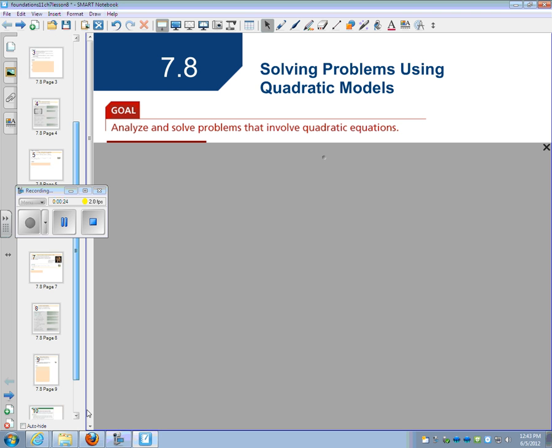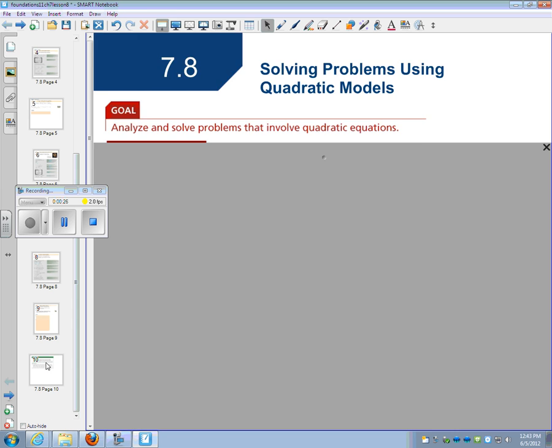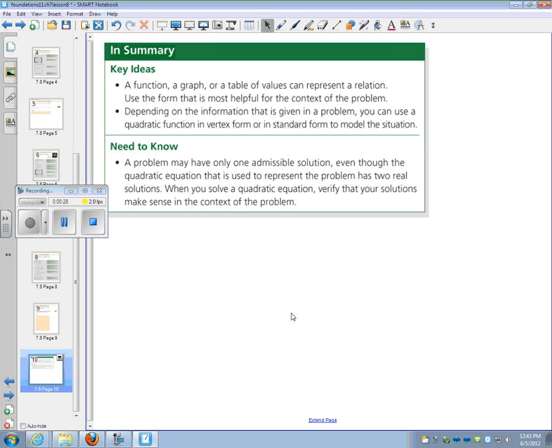There's lots of great examples in your textbook, so I'll get you to read those over or look at similar examples, but I'll just read this with you. A function, a graph, or a table of values can represent a relation. So they could give you a function, y equals x squared plus 7. They could give you a picture, or they could give you a table of values. Use the form that is most helpful for the context of the problem.